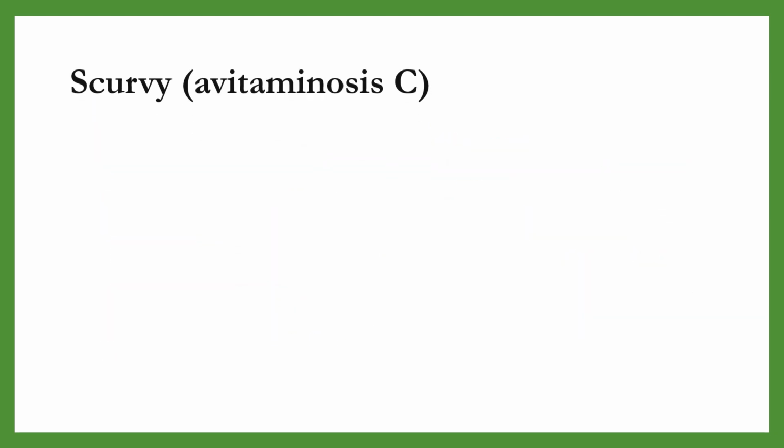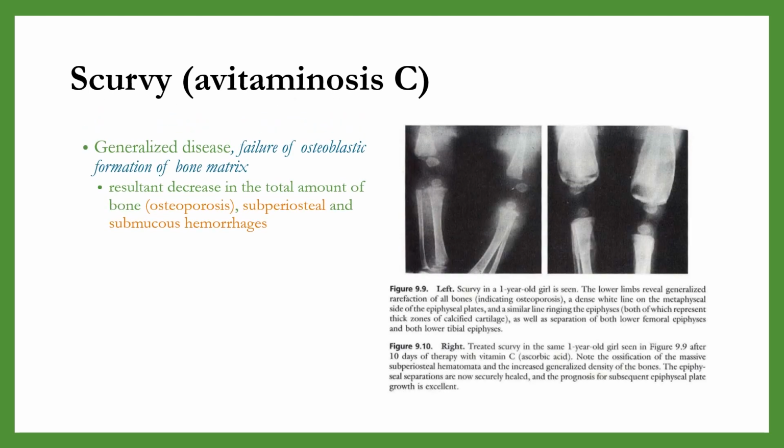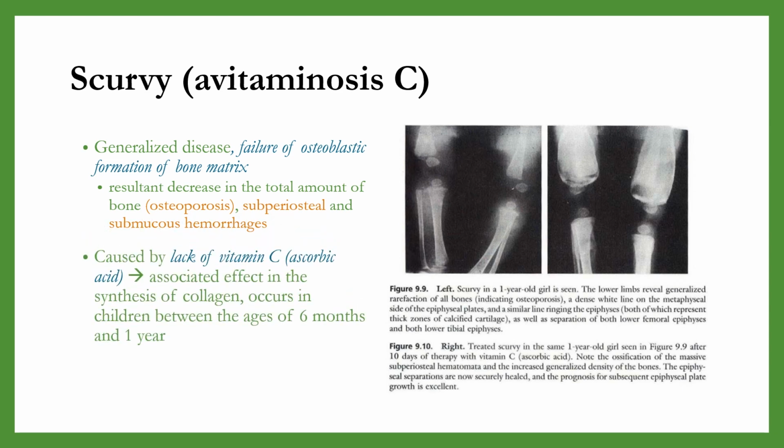Scurvy or avitaminosis C. It is a form of generalized disease where there is a failure of osteoblastic formation of bone matrix, resulting in a decrease in the total amount of bone, or osteoporosis, and subperiosteal and submucous hemorrhage, caused by a lack of vitamin C and its associated effects in the synthesis of collagen. It occurs in children between the ages of 6 months and 1 year.